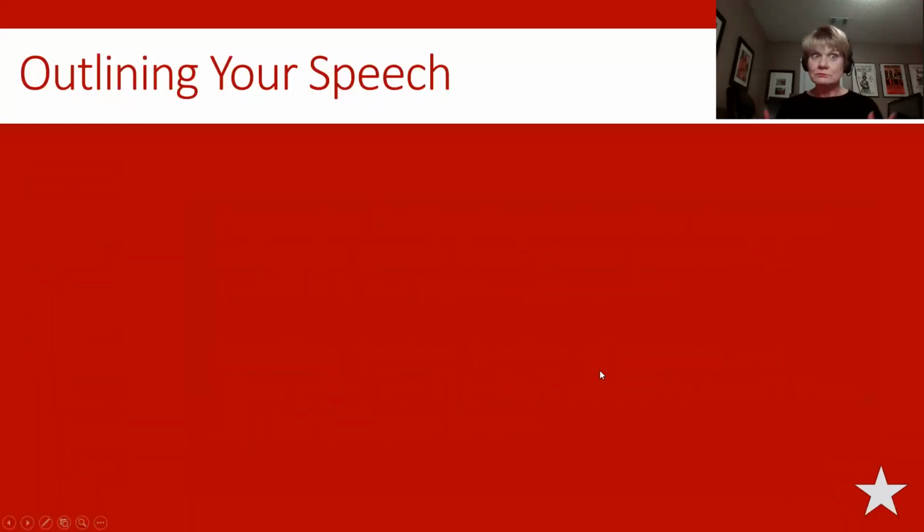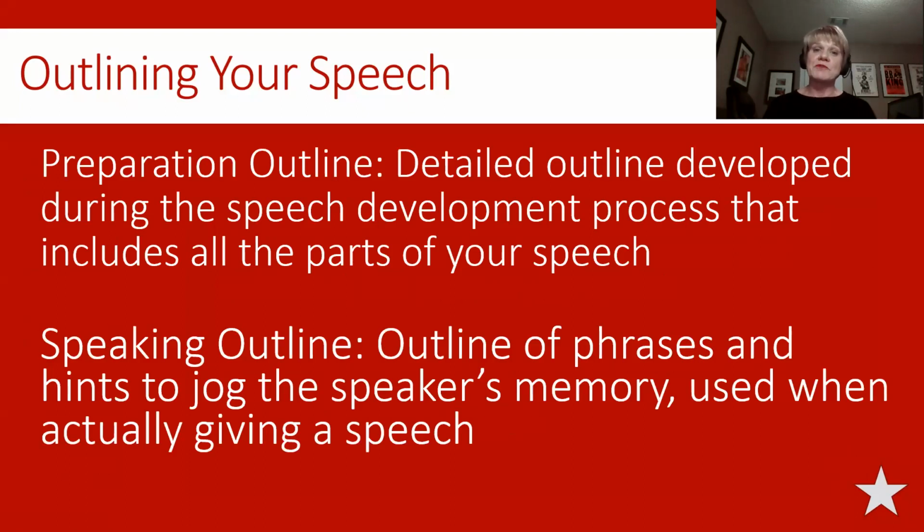There we go. So when you're outlining your speech, there are 2 types of outlines that you're going to be using. The first one is the preparation outline, which we've already been talking about. That's the detailed outline that's developed during the speech development process that includes all the parts of your speech. It has the introduction, the body, the conclusion, but it also lists the specific purpose. You've got your central idea. It's got the bibliography. It has all the sentences you plan to say in your speech outlined properly in it.